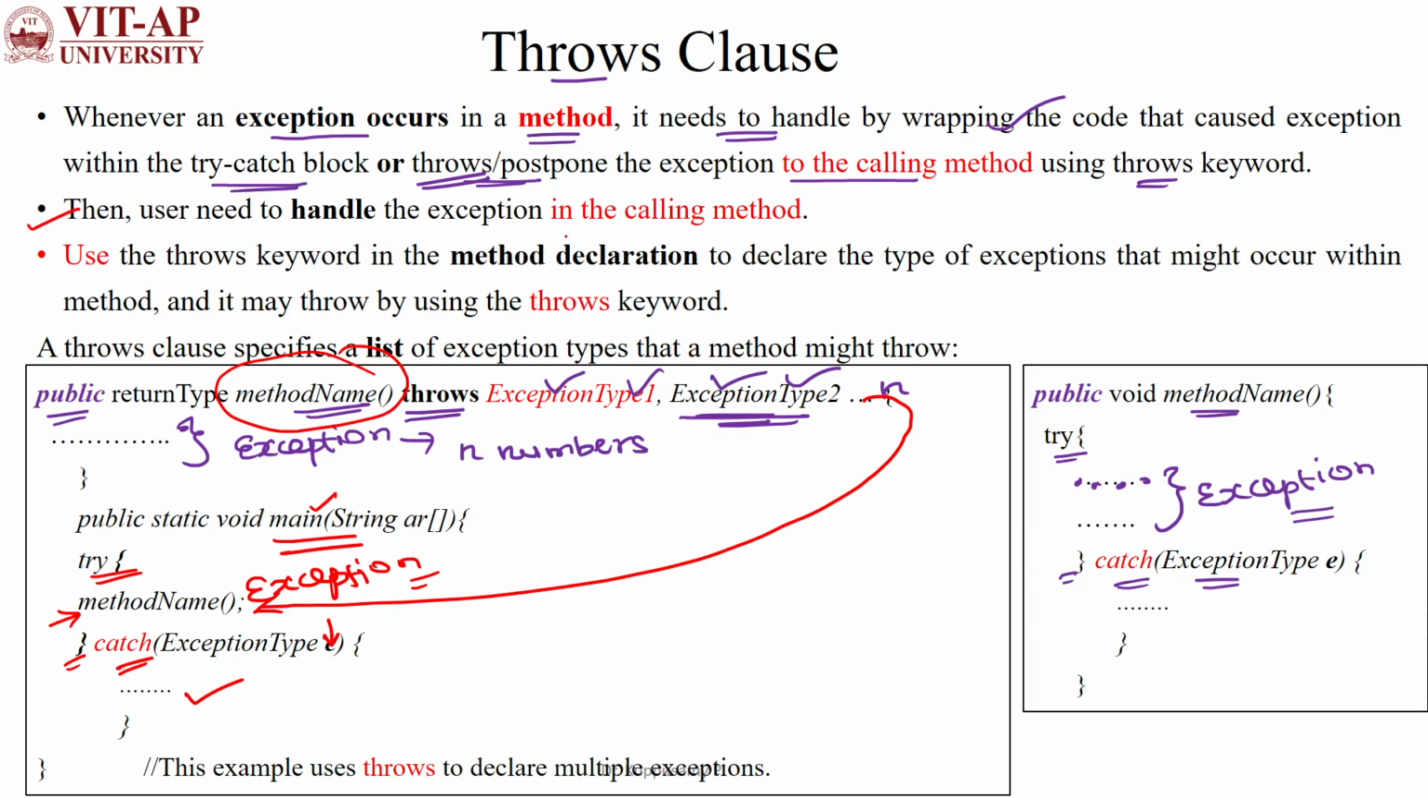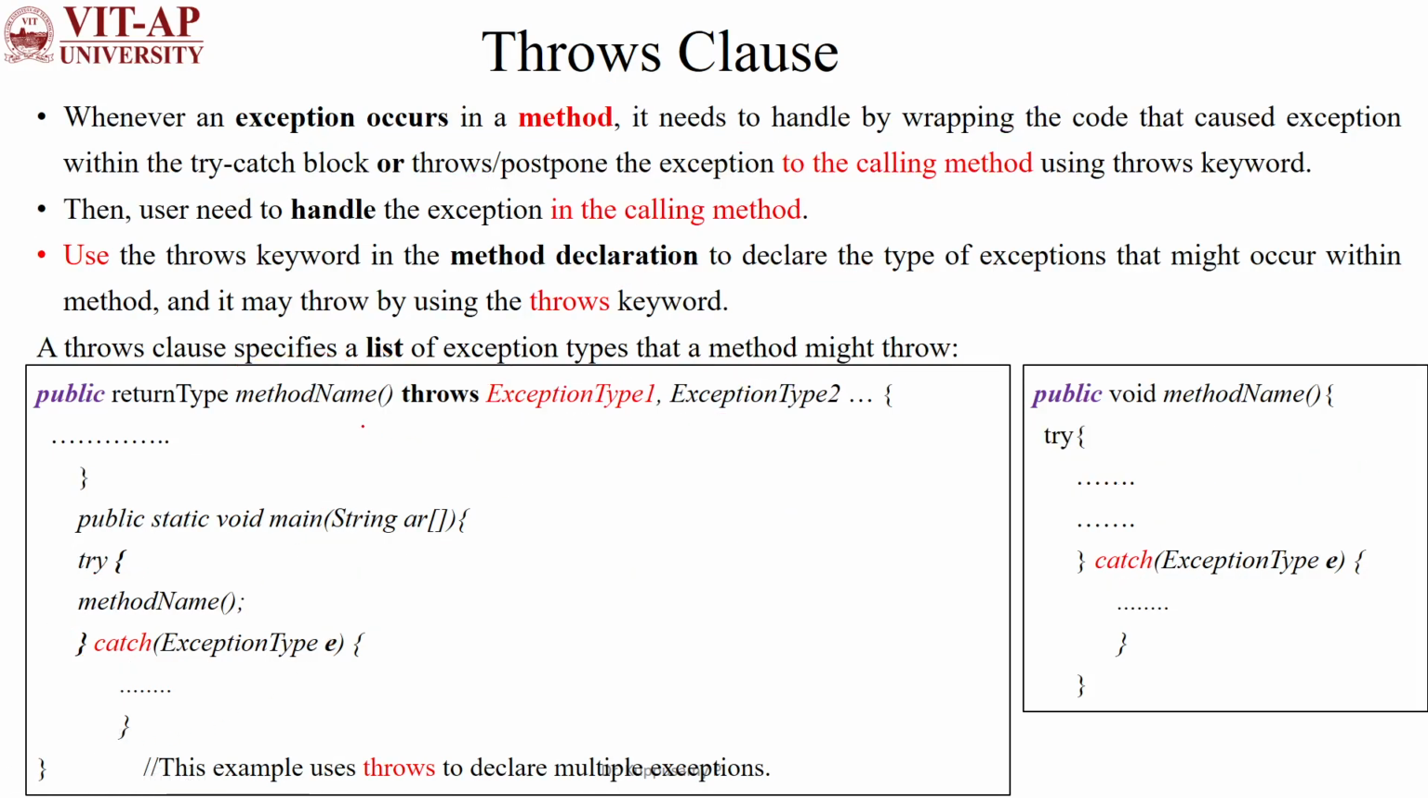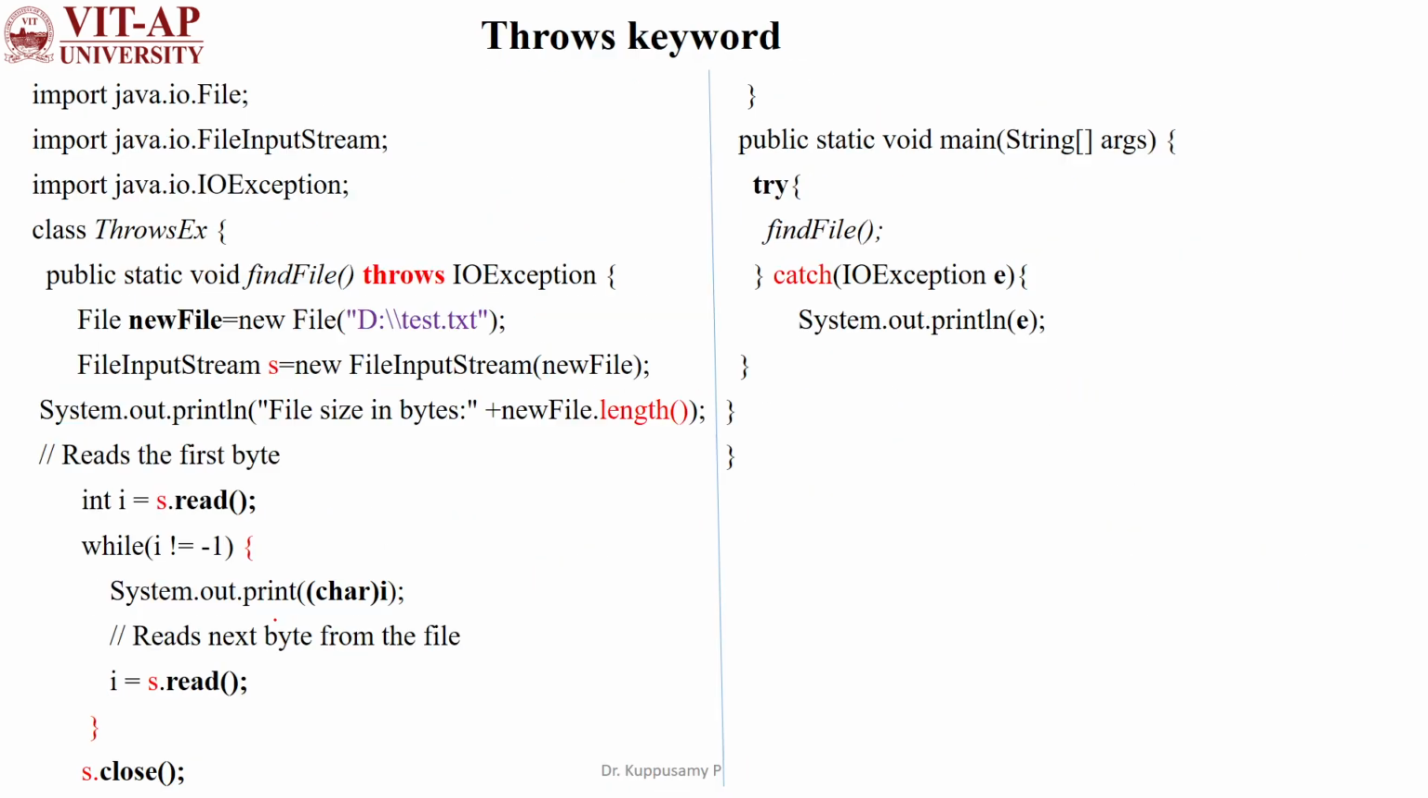The user needs to handle this exception in the calling method, using the throws keyword to pass it to the calling method. Use the throws keyword in the method declaration to declare the list of exceptions. That's what I have said here. The list of exceptions is declared in the method definition or method signature itself, to throw that list of exceptions to the calling method. Then we will see an example here, importing the necessary packages and classes.